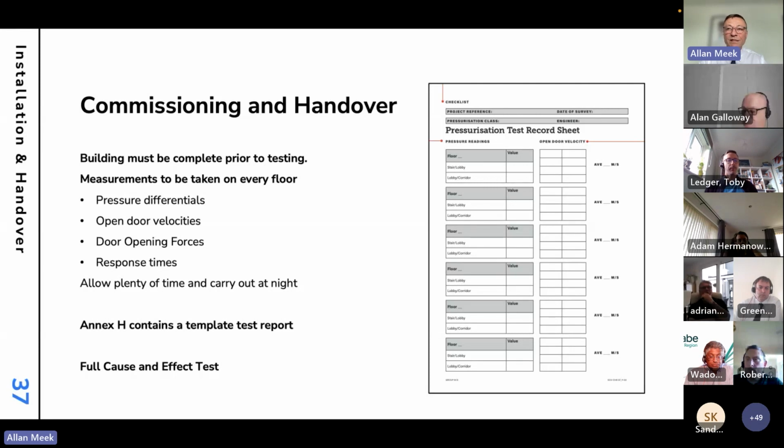We would always, and we always have, carry it out at night when there's nobody in the building, because once people open doors further down the building, it puts all of the readings out. So you need to get a good run at it to be able to do a full set of readings without the building being disturbed.